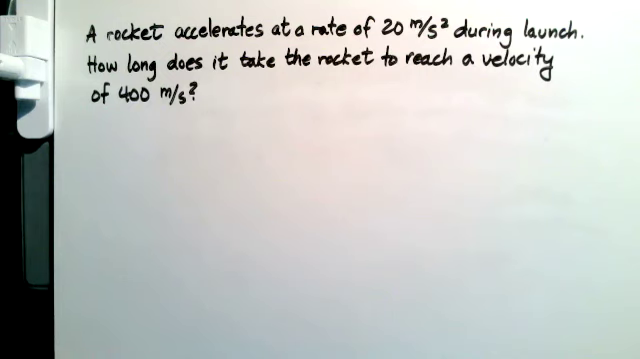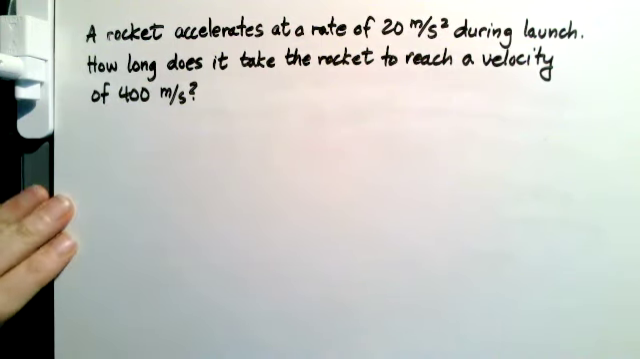Let's take a look at an example where a rocket accelerates at a rate of 20 meters per second squared during launch. And what we want to do is find out how long it takes the rocket to reach a final velocity of 400 meters per second.